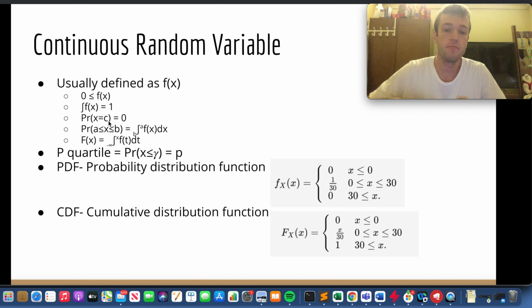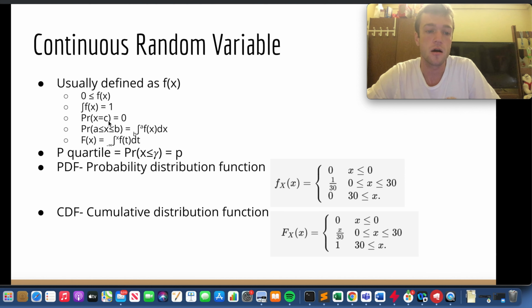Moving back to the bottom of the page, the cumulative distribution function is 0 when x is less than 0, x over 30 when x is between 0 and 30, and then 1 when x is greater than 30. So it's essentially the integral of the PDF.